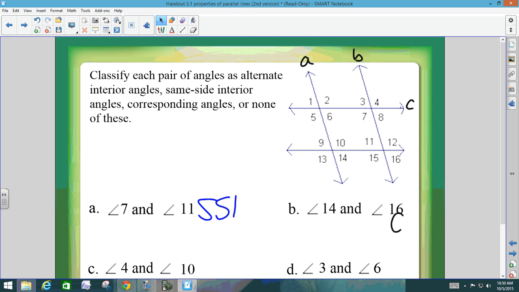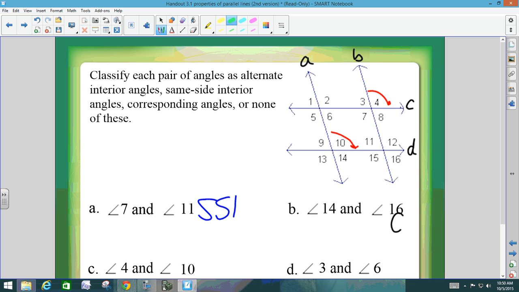All right. 4 and 10. After you find the angles, you have to find their transversal. And you have to remember the transversal is the line that touches both angles. There isn't one.